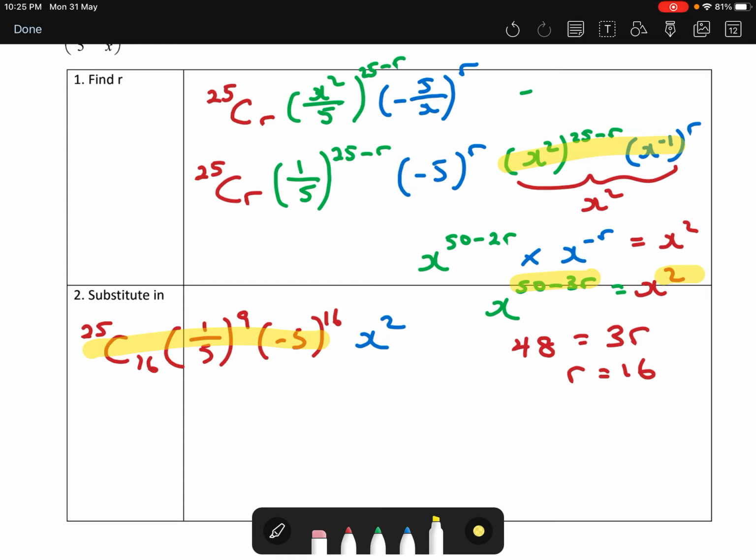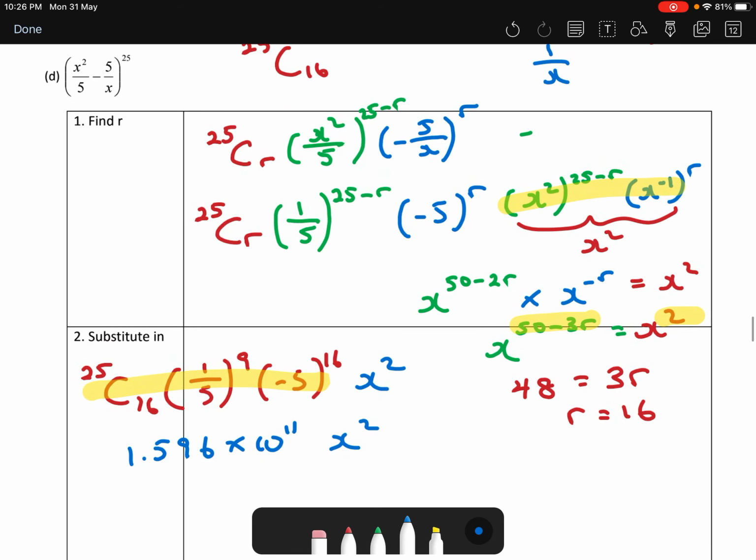Right. So it's a rather big number. It is about 1.596 times 10 to the power of 11 x to the power of 2. Okay, so yeah, so this is how we do the general term, finding our specific term using general term.